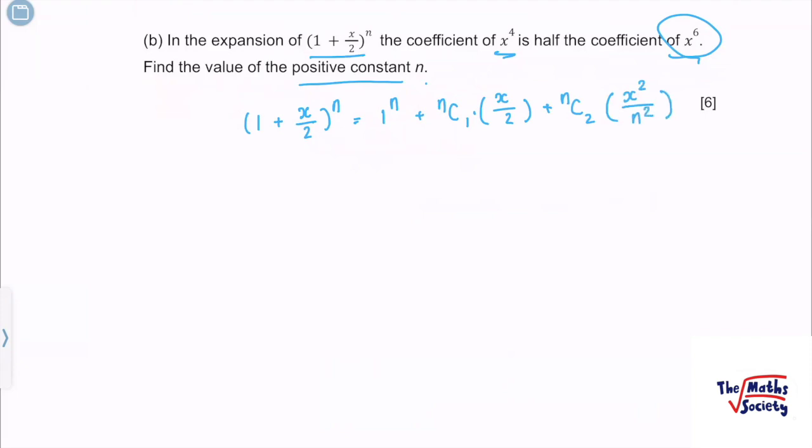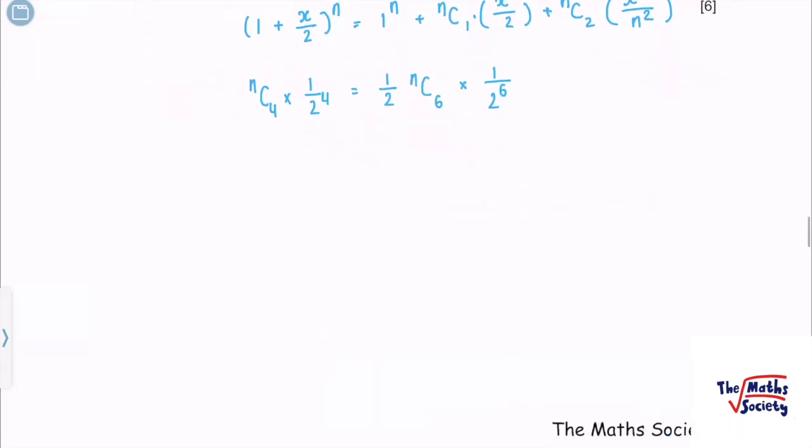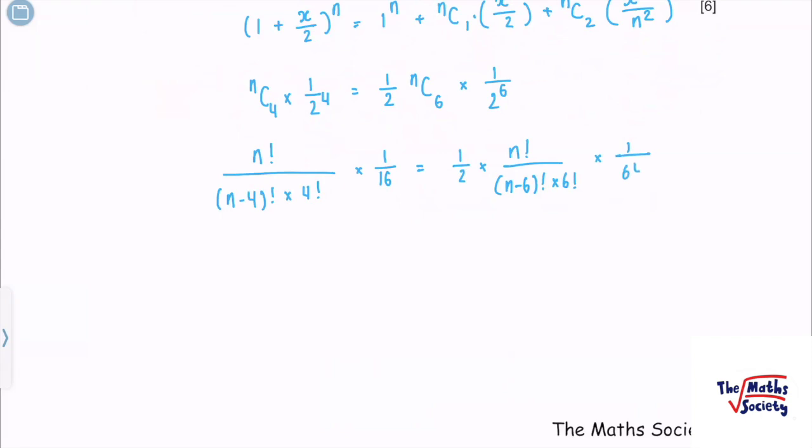And then because it says x power 4, it's going to be nc4 multiplied by 1 by 2 power 4, and that's going to be half of x power 6, so that's going to be nc6 multiplied by 1 by 2 power 6. So then, because it's nc4, we know that it's going to be n factorial divided by n minus 4 factorial multiplied by 4 factorial, and 1 by 2 power 4 is 1 by 16. Is it the same? 1 by 2 multiplied by n factorial over n minus 6 factorial multiplied by 6 factorial multiplied by 1 by 64.